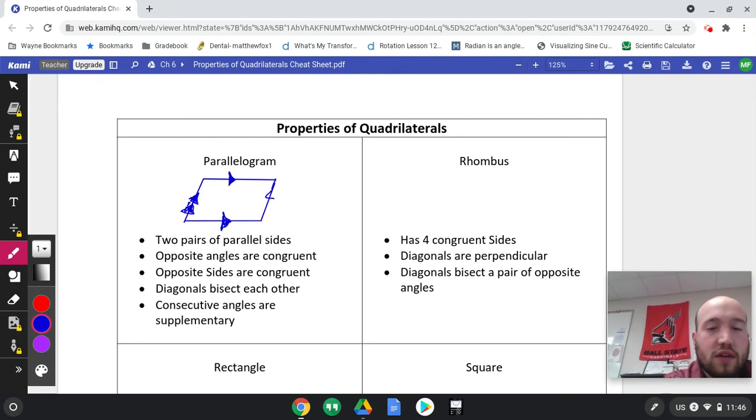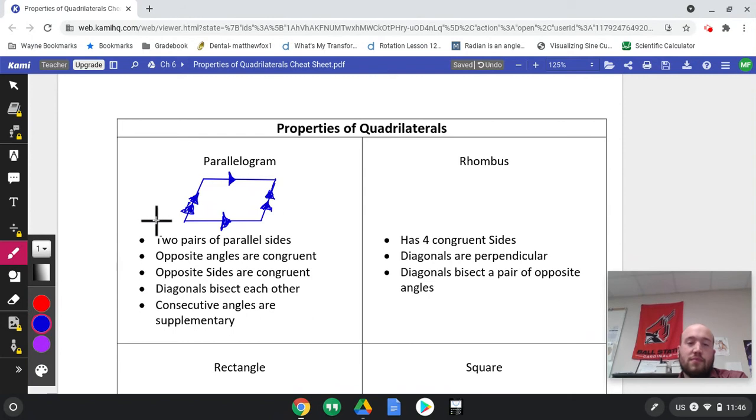Okay, and then as you can see, there's a couple of things we know to be true about all parallelograms. So we know that the opposite angles are congruent. If this angle's 36, then over here is also 36. We know the opposite sides are congruent, right? If this side is 10, then the bottom is also 10.